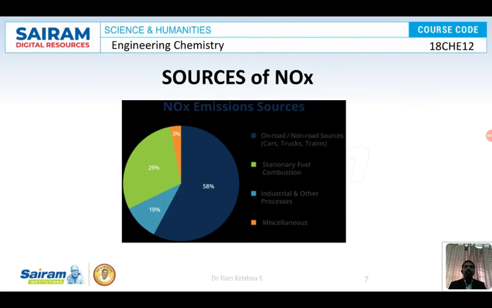Let us see what are the sources of oxides of nitrogen. The major source of oxides of nitrogen is on-road cars, trucks, trains, etc. Once again, automobiles. So carbon monoxide, oxides of nitrogen, particulate matter, the major source is automobiles. That is 58%. Almost 10% is from industrial and other processes, 29% is from stationary fuel combustion, and the remaining 3% is from miscellaneous.